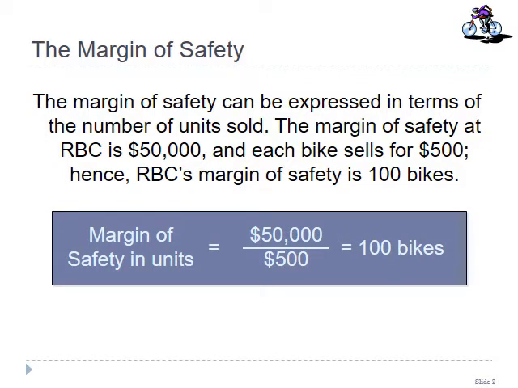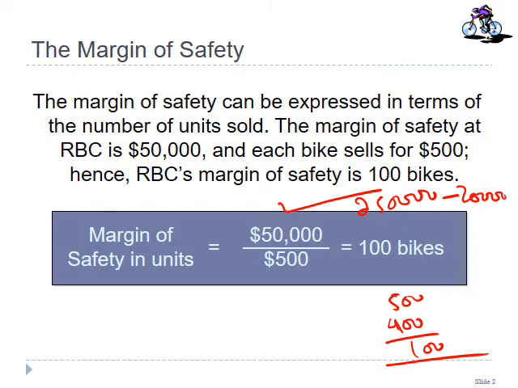Like I said in our previous slides, we can also find the margin of safety in units. We know that the budgeted units are 500 and break-even units are 400, so 100 is our margin of safety in units. You can also use a different formula: the margin of safety is 250,000 minus 200,000, which is 50,000, and you divide it by the budgeted sales price per unit, which is 500. The answer is the same. You can use either formula.